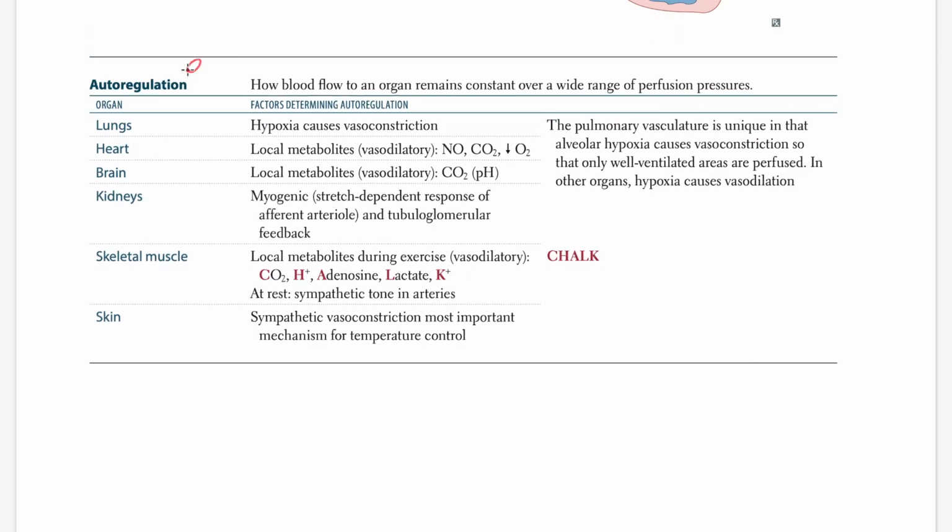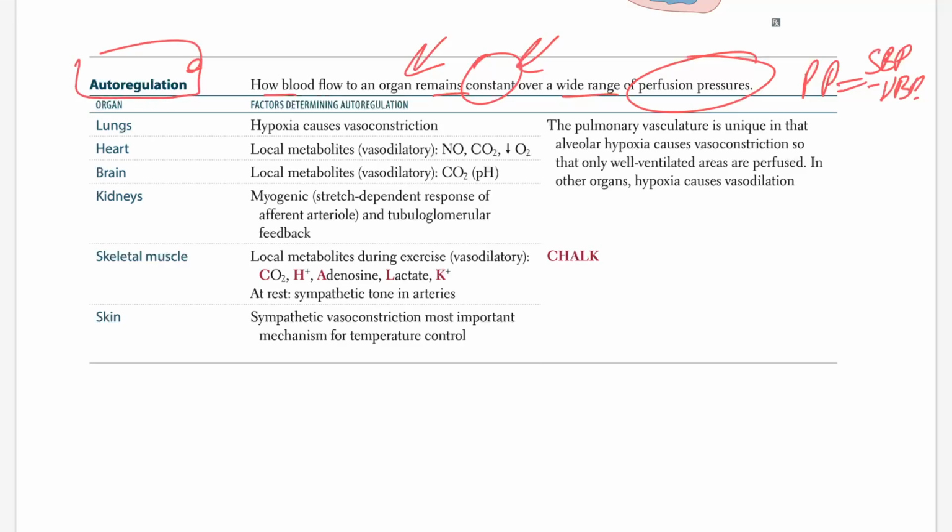In autoregulation, what do we have? We have how the blood flow to an organ remains constant over a wide range of perfusion pressures. You know that perfusion pressure, which equals the systolic blood pressure minus diastolic blood pressure, is not always the same. But how do we have constant blood flow to the organs? Well, that is due to the fact that we have autoregulation.